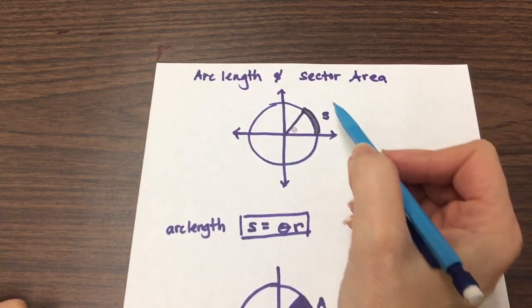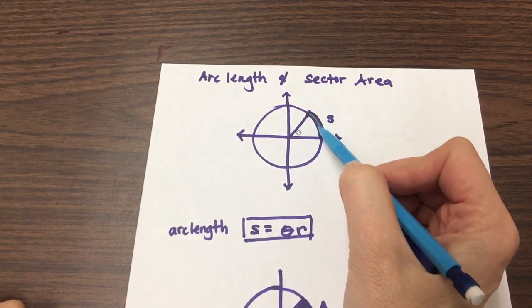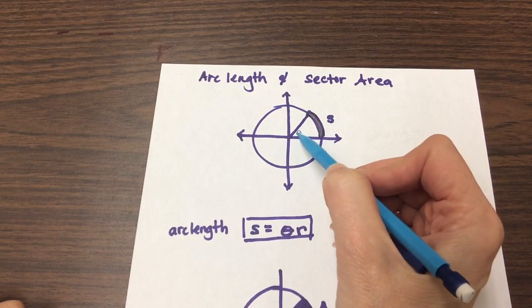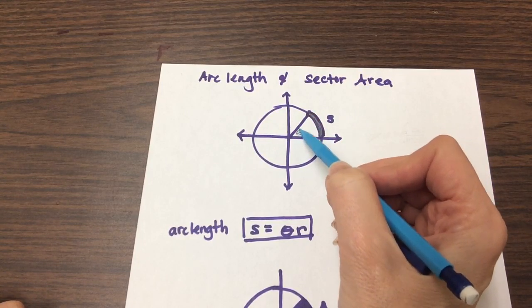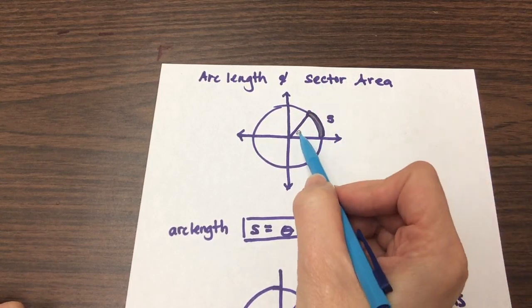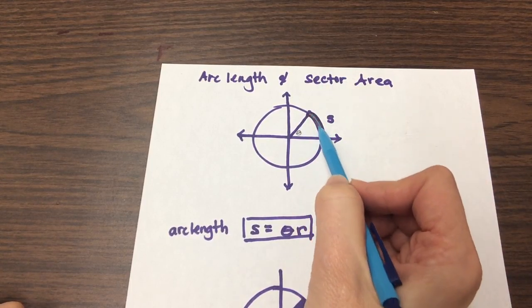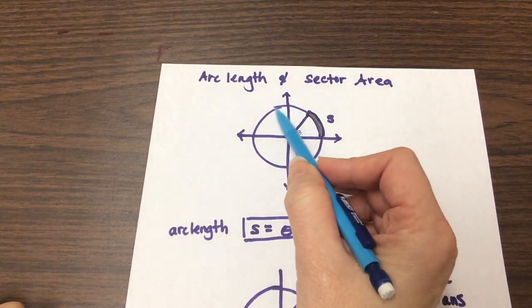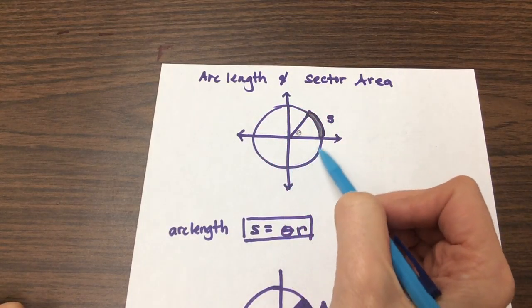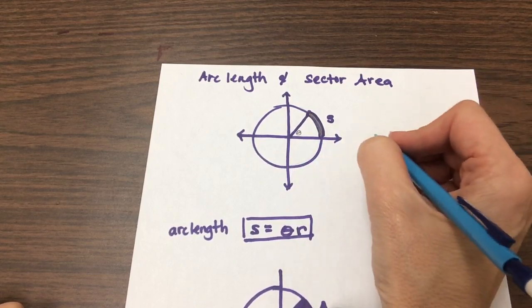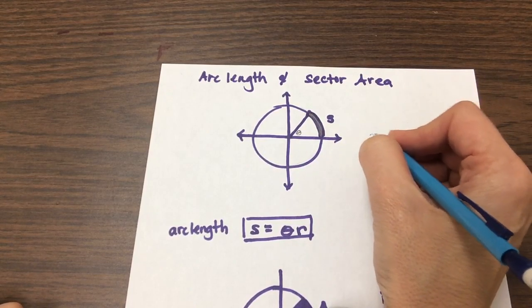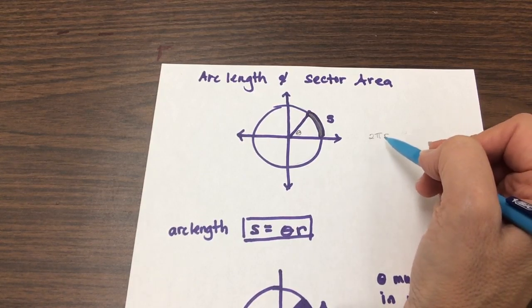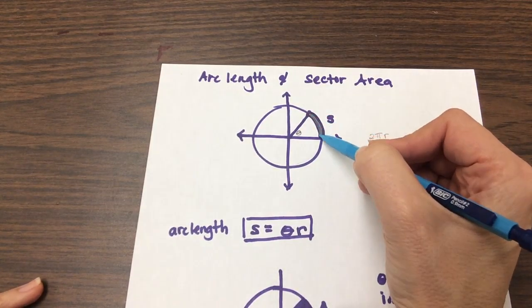So if I'm looking at the arc length, and when I say arc length, I'm talking about the arc that is formed by a central angle. Remember that we name our angles with theta. So there's my theta, and I want to know the length of this arc right here. Well, I know the length of the entire circumference. The entire circumference we know is 2 pi r. That's how you find the circumference of a circle. I only want this part of it.